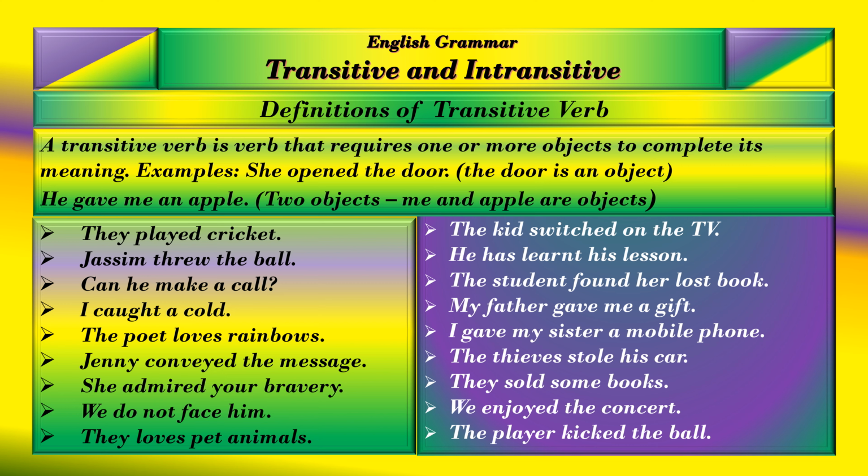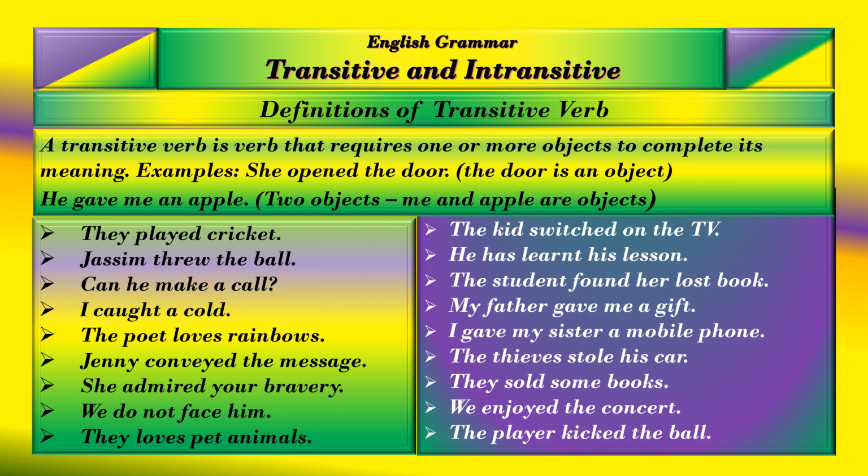The next example, he gave me an apple. There are two objects, me and apple. Here the verb is a transitive verb. But whenever there are two objects, we call that transitive verb ditransitive. There are some more examples.